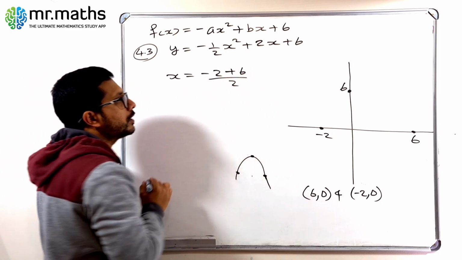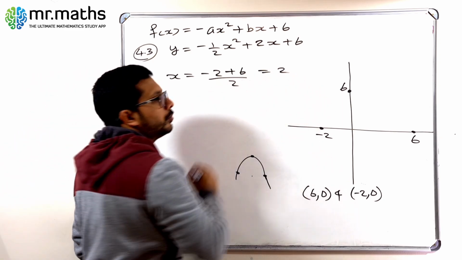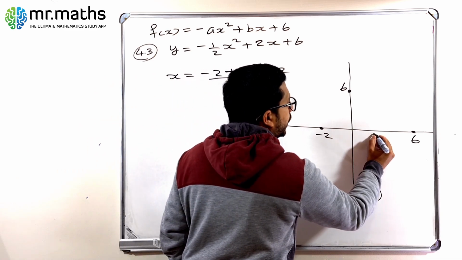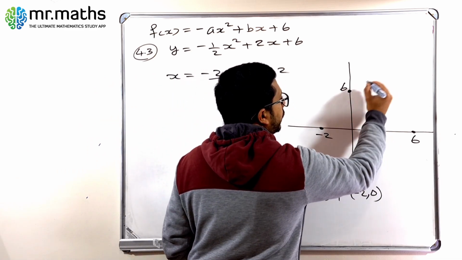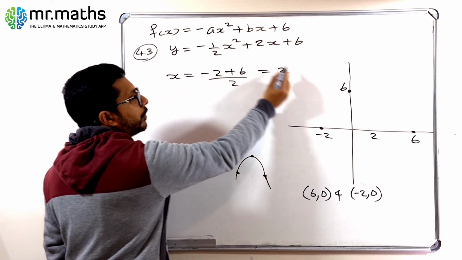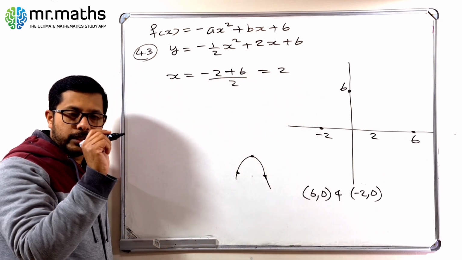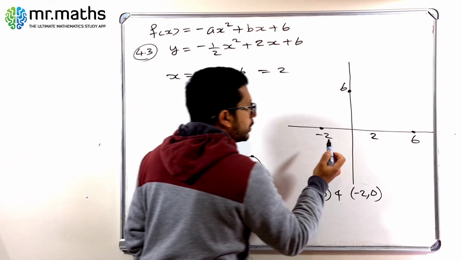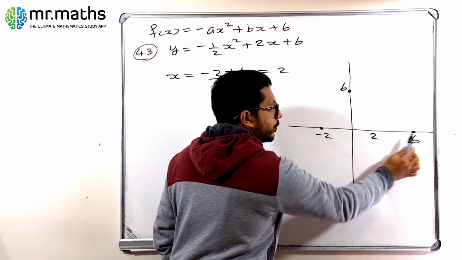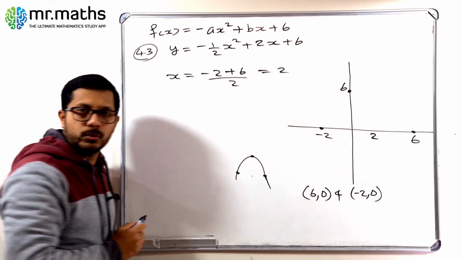Minus 2 plus 6 is 4. 4 divided by 2 is 2. It means that the x value is somewhere here. Okay, and the y-intercept is this one. So the x value of that turning point is 2. How do you get 2? The x value of the turning point is the middle of these two x-intercepts. That means minus 2 plus 6 divided by 2, that is 2.